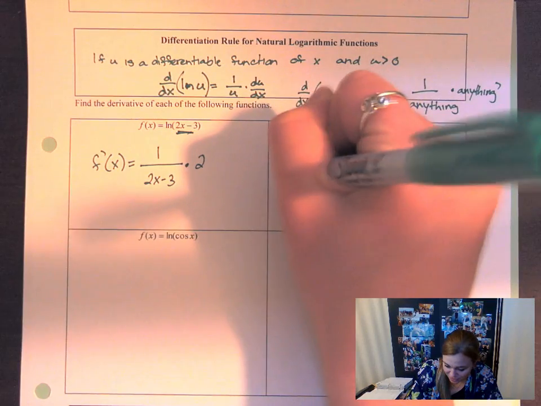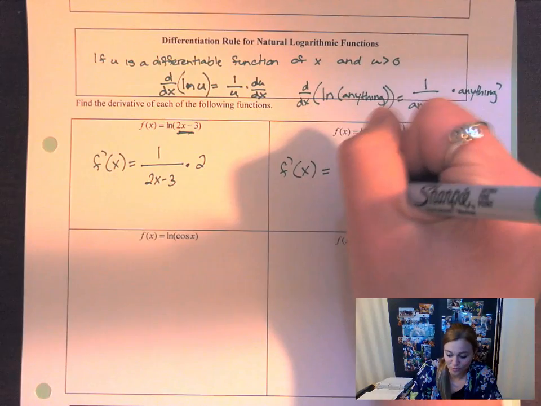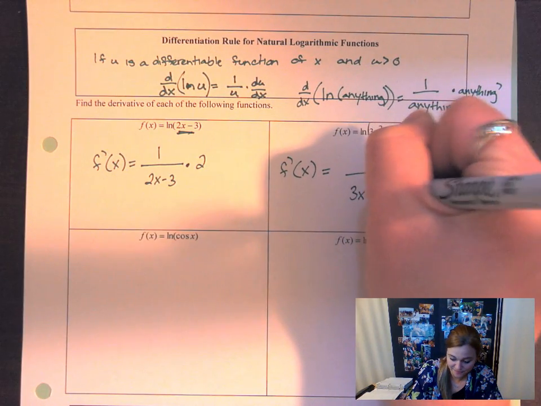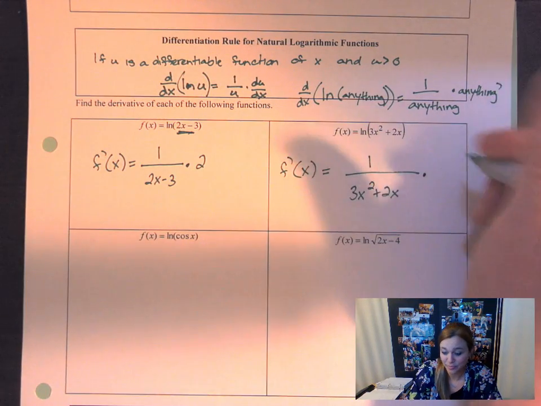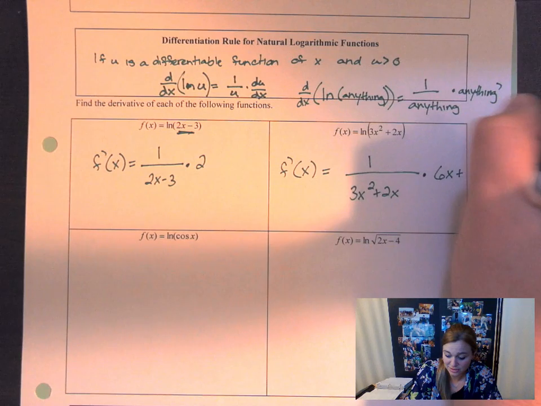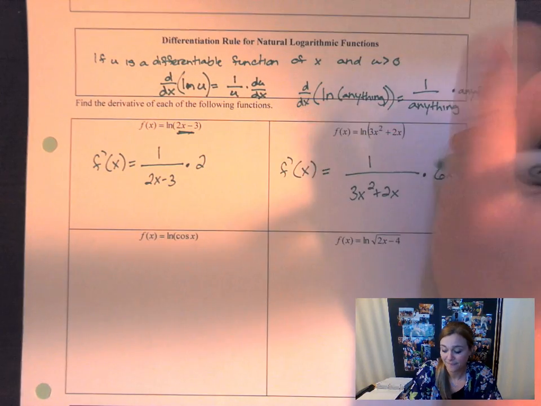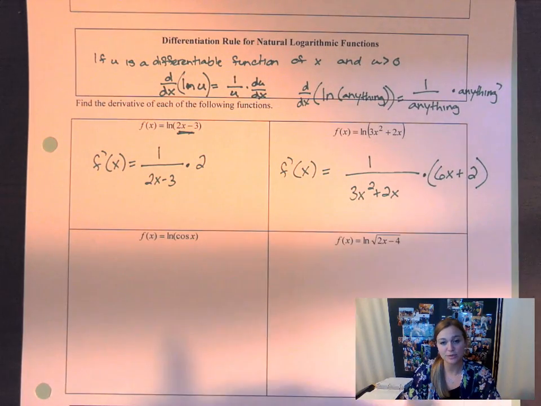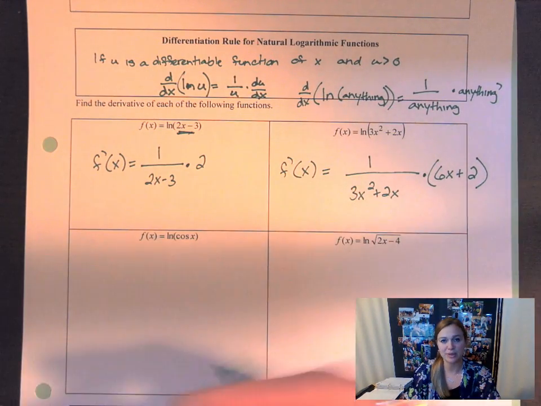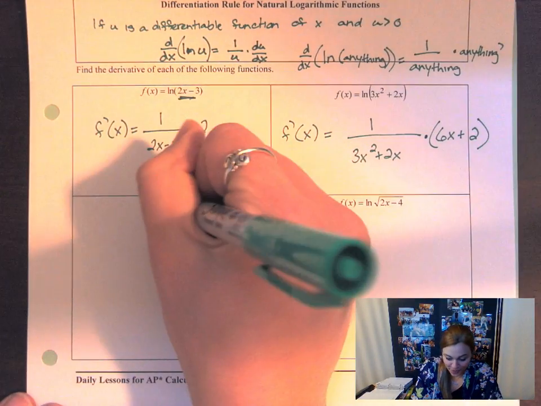You try this one. 1 over the anything times the derivative of the anything. This would be 6x plus 2. If you wrote it like that, though, there's a mistake. Fixed it. And if you want to put 6x plus 2 in the numerator, you don't even need the parentheses then, because then they're implied. Okay, there's another one. This one's exciting.